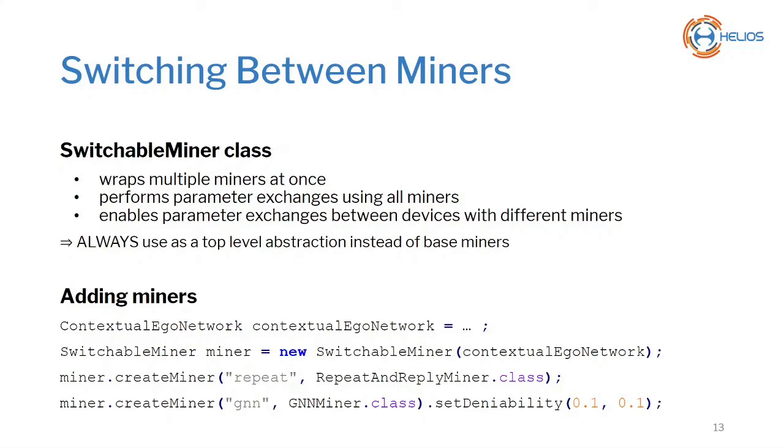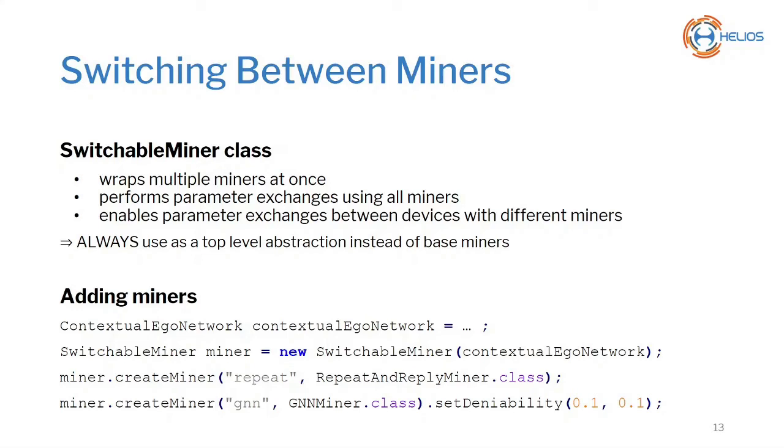As shown in the example code, the switchable miner class can be instantiated with a contextual ego network instance. Then, new miners can be registered through its createMiner method, which takes as input a reference name for the new miner and its class. The createMiner method instantiates a new miner object of the given class, assigns to it a name for future reference, and finally returns it.